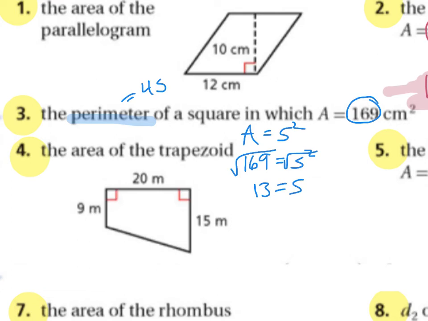So all we need to do is take that side length. When finding the perimeter, our formula is 4 times the side length. So we just take the side length and multiply it by 4. So our perimeter is equal to 52. So this would be our answer here.